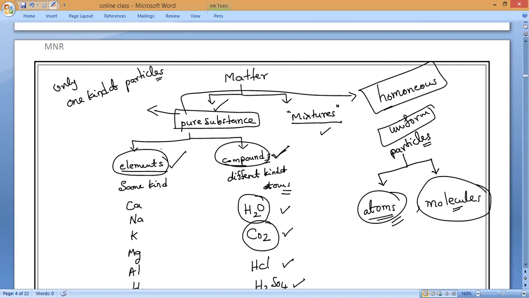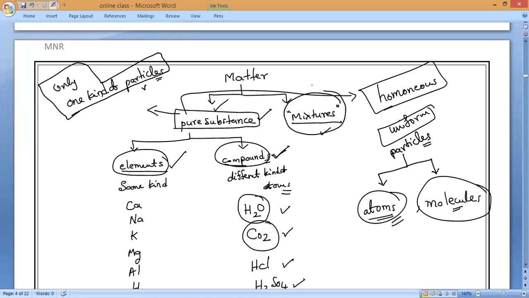As we know, if it is the same kind of particles, we can call it what? Pure or impure substances? Same kind of particles, pure substances. Now, in terms of particles, can you form the definition of mixtures, everybody?